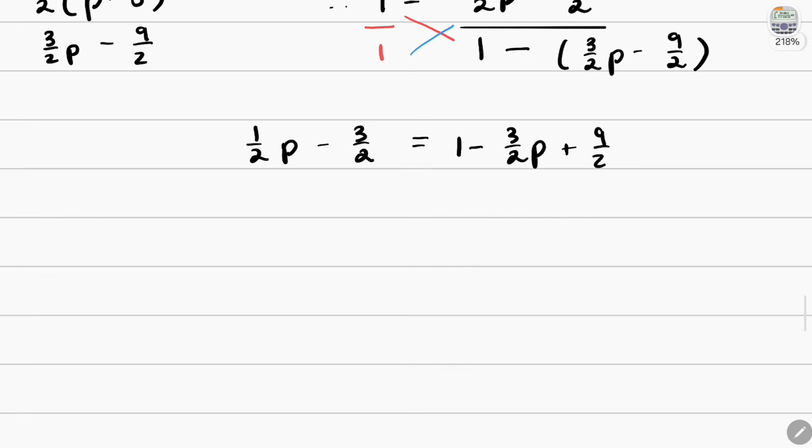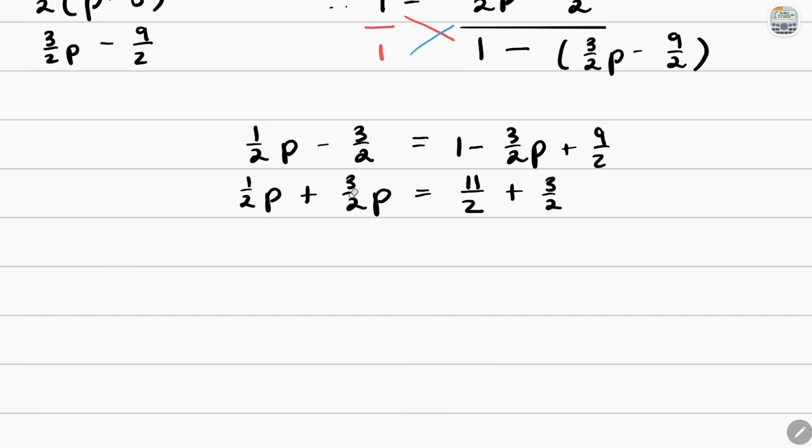Okay, so now we're just simplifying. So this is 1 over 2p. And then if you transpose that, that is plus 3 over 2p is equal to 1 plus 9 over 2. So 1 can be 2 over 2. So that's 2 plus 9, which is 11 over 2. And now we can transpose this. So this is plus 3 over 2.